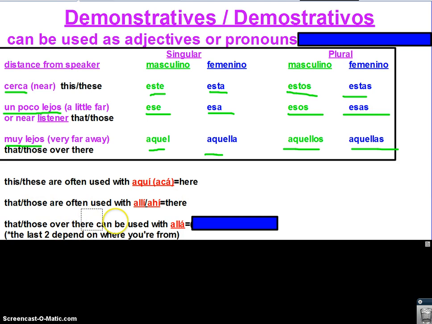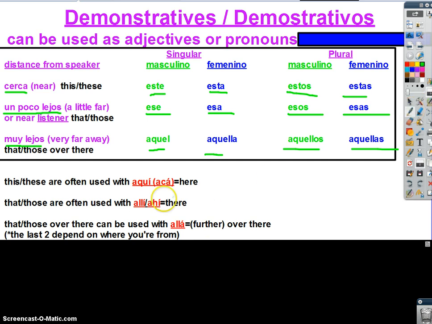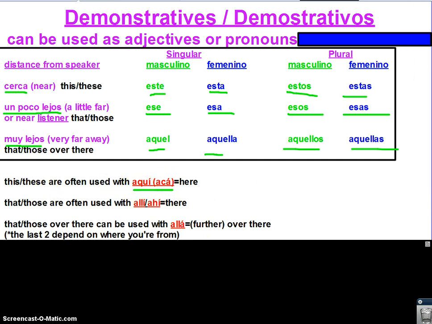And that and those over there can be used with allá because that's used to point out something that is further over there. So, if I have aquí or acá, I know that I want to use this and these, which are the ones that have T's. If I have allí or ahí in my sentence, I know that I want to use that or those, which don't have T's. And if I have allá in my sentence, I'm saying that something is far away from both the listener and the speaker, so I need to use aquel, aquella, aquellos, or aquellas.